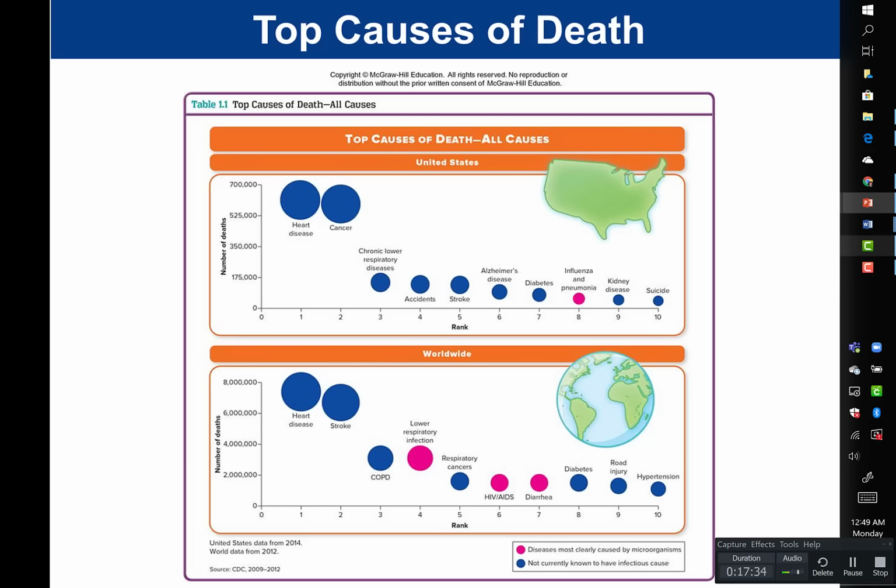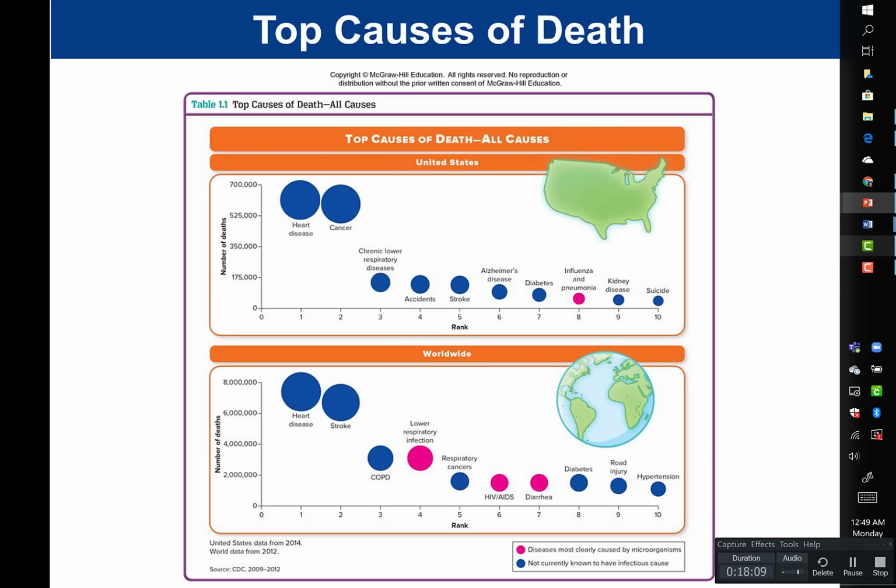If we compare that to worldwide, the most common cause of death is still heart disease. So that is still number 1. In the world, the second highest cause of death would be stroke. Number 3 would be COPD, a lung disease. Number 4, lower respiratory infections. Notice that again, this is going to be associated with a microbe. Number 5, respiratory cancers. Number 6, HIV and AIDS, which is caused by a virus. So again, that's the infectious cause.